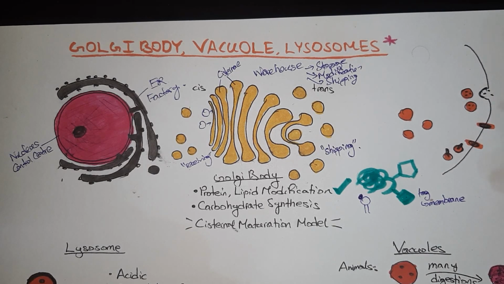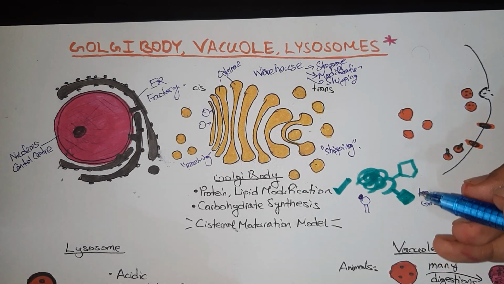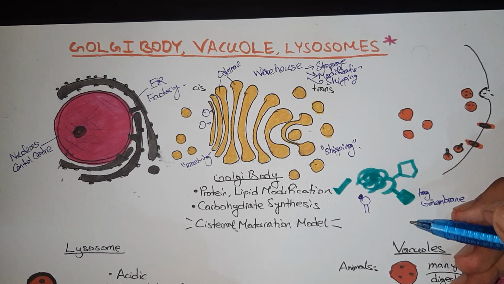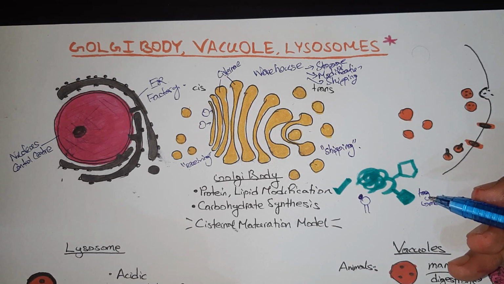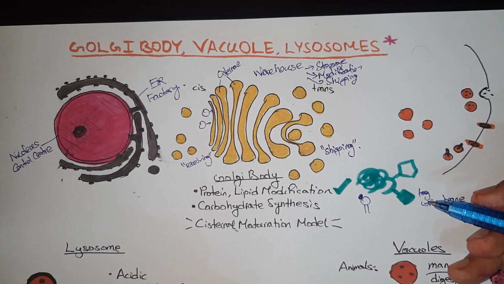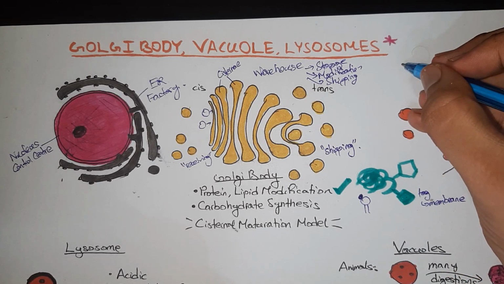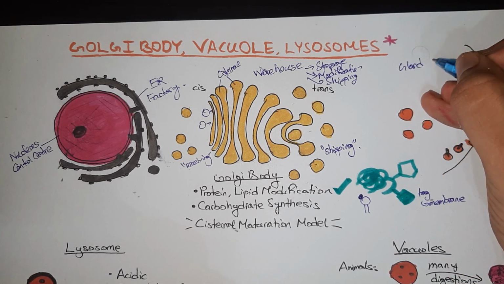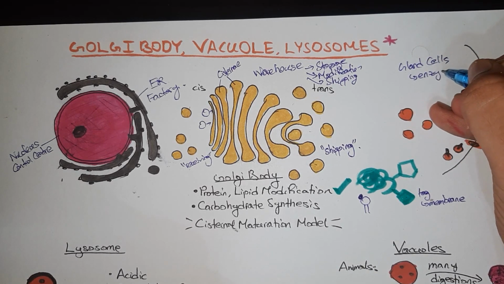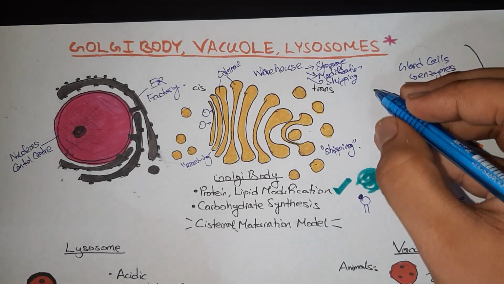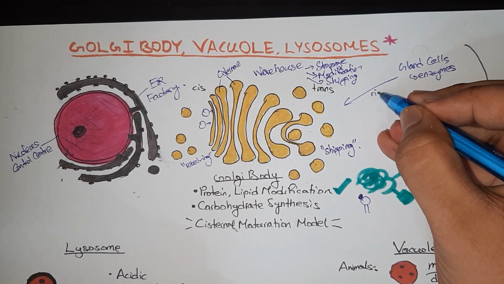So we can conclude that a cell which is specialized for excretion of hormones, for example, or excretion of digestive enzymes, will be rich in the Golgi apparatus. And we can see this because gland cells of the stomach need to secrete enzymes for digestion. They are very rich in Golgi apparatus.